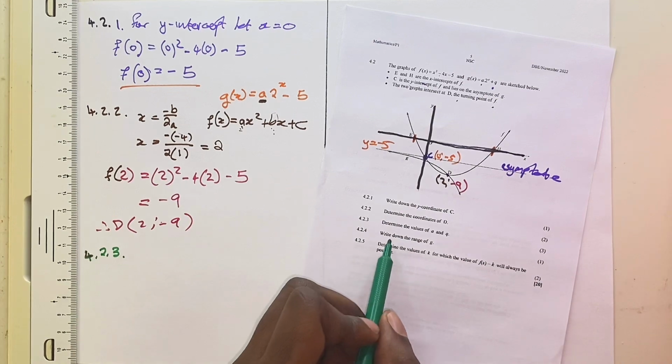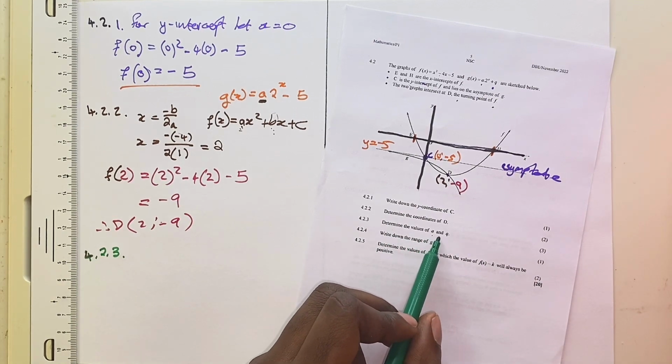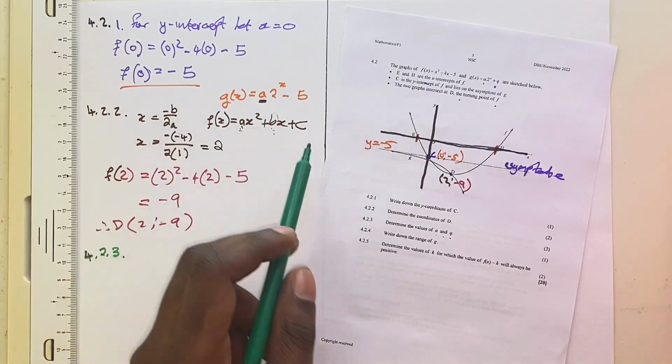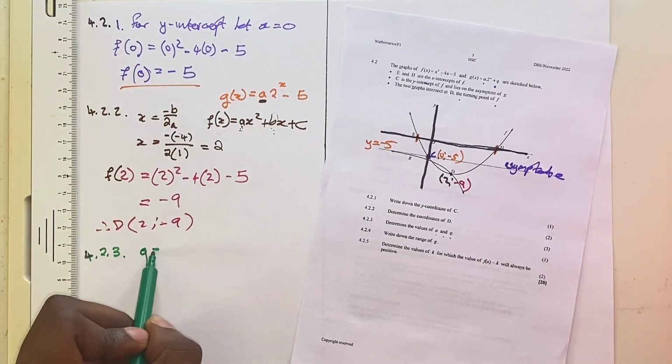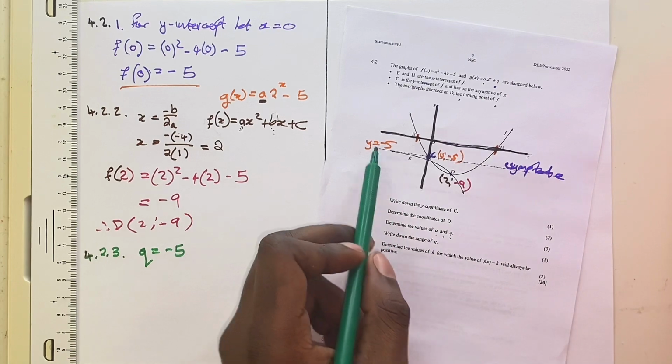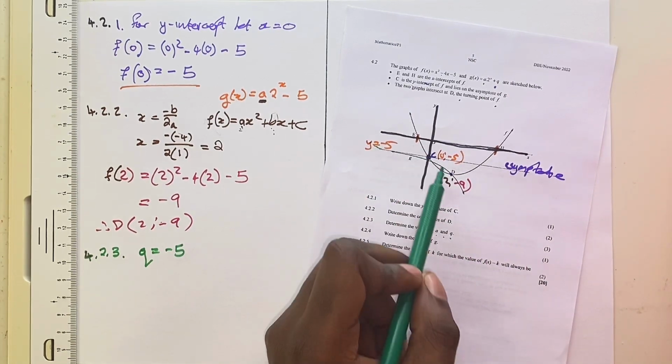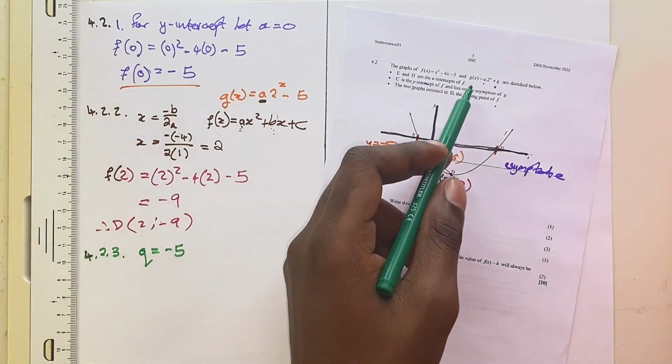4.2.3. Determine the values of A and Q. Now, we already found Q from intuition and said that Q is equal to negative 5, because it is the asymptote here that intersects with the y-intercept of F. Now, do we know A?